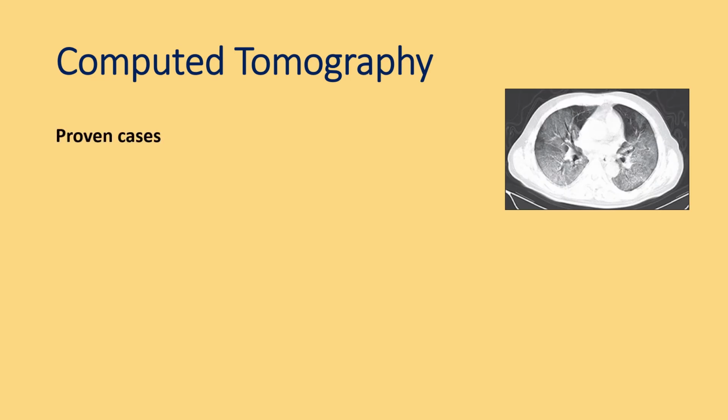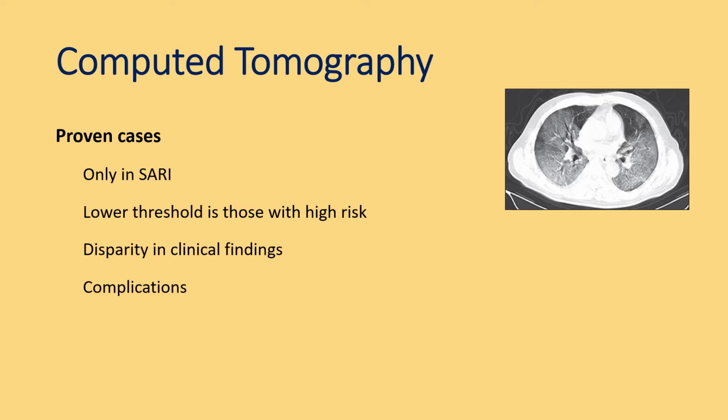CT chest in proven cases is indicated only in severe acute respiratory infection. A lower threshold is needed in those with high risk factors. If there is a disparity in clinical findings or unexplained deterioration, or when one suspects complications such as infection or air leak, CT is preferred. In those cases where pulmonary embolism is strongly suspected, a CT pulmonary angiography may be done.